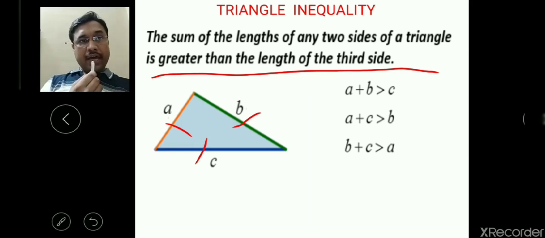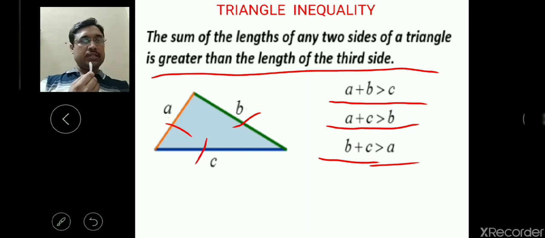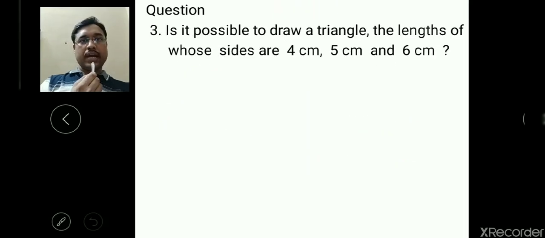Then we have these true statements: A plus B is greater than C. Then A plus C is greater than B, that means A plus C, and the third side is B only. And if you take B plus C, then the third side is A. So B plus C is greater than A. Based on this, you can see one question.